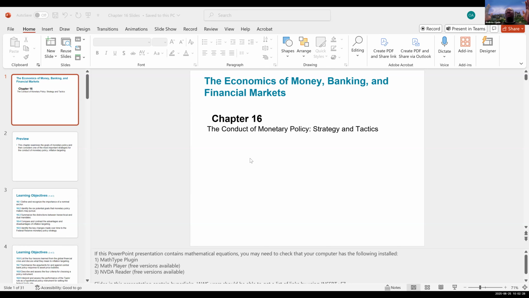Okay, so here's the last chapter. In chapter 15, we used this geometry to try to understand how the tools of monetary policy work, how the Federal Reserve controls the supply of dollars in the economy or controls the federal funds rate, interest rates. Here we're going to continue and talk about the conduct of monetary policy, strategy, and tactics.